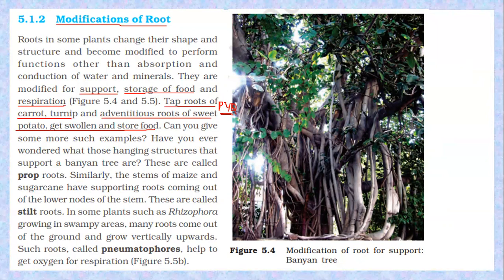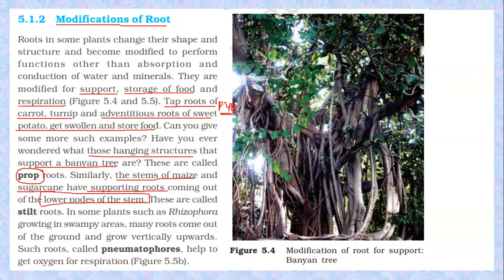Done, everybody? Yes. So the adventitious root of the sweet potato and the taproot of the carrot and turnip get swollen and store food. Can you give some more examples? Have you ever wondered what those hanging structures that support the banyan tree are? They are known as prop roots. And similarly, the stem of maize and sugarcane have supporting roots coming out of the lower nodes of the stem.